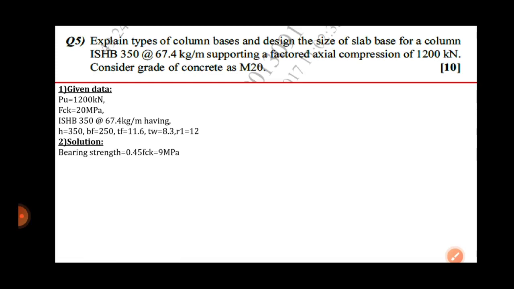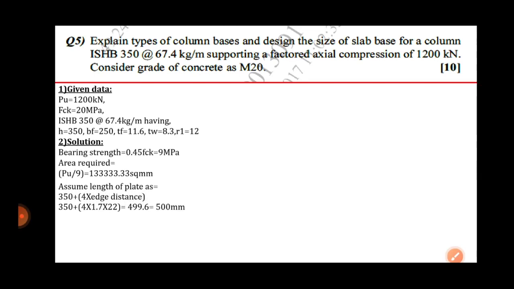Now solution, step number 1 is we have to calculate the bearing strength, which is equal to 0.45 FCK, which is equal to 9 MPa. That is 0.45 into 20, the grade of the concrete, which is equal to 9 MPa. From that we have to calculate the area required. Area required is equal to PU divided by bearing strength. So here we have got the area required for the section.